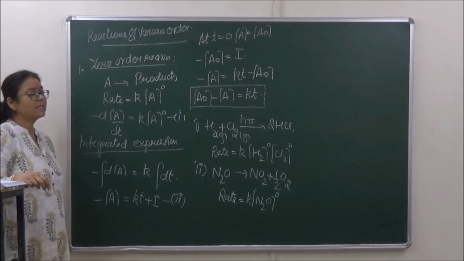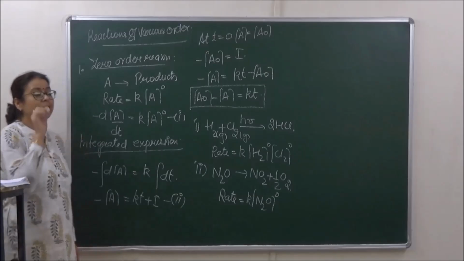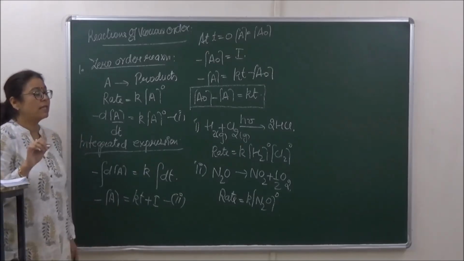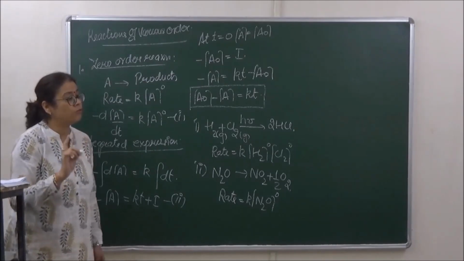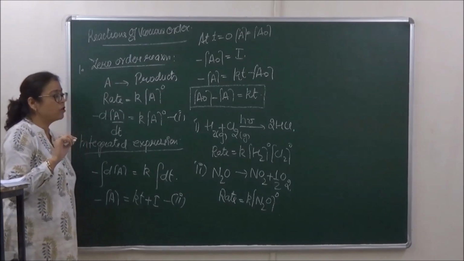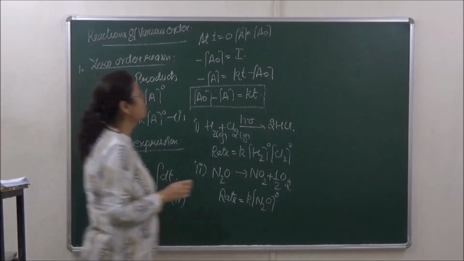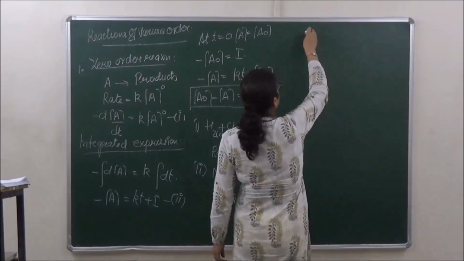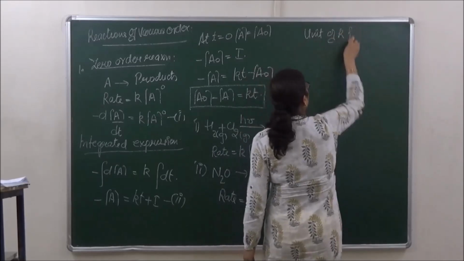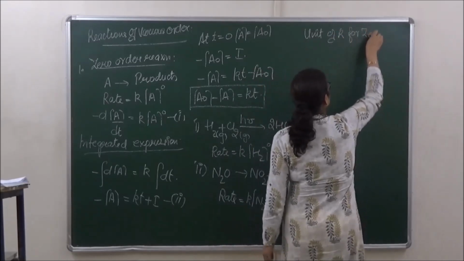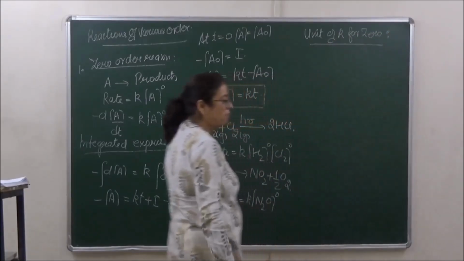Please remember that this is a very important point, that the unit of the rate constant is also going to help us to manipulate the order of the reaction, because the unit of rate constant depends upon the order of reaction. Okay, so let's derive the unit of K for zero order reaction. Okay?